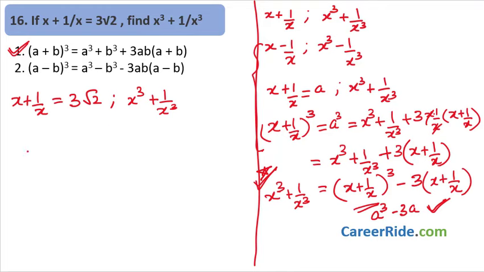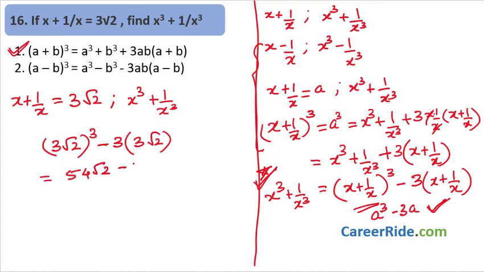So what am I going to do? I'm going to cube it first. So 3 root 2, I'll cube it first. I'll cube this and I'll subtract 3 into x plus 1 upon x, which is 3 root 2. This is equal to what? 3 threes are 9, 9 threes are 27, 27 twos are 54, so 54 root 2 minus 9 root 2. This is nothing but equal to 45 root 2.